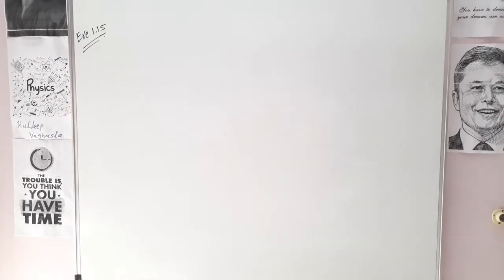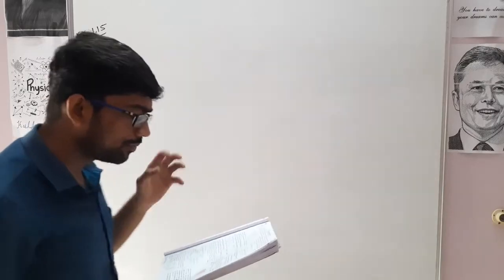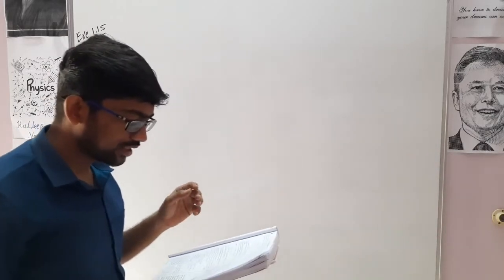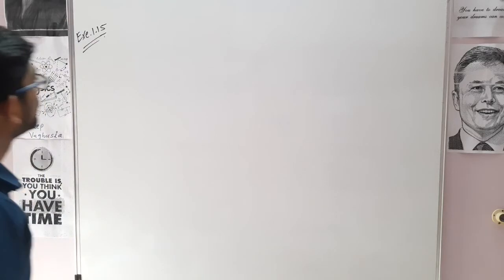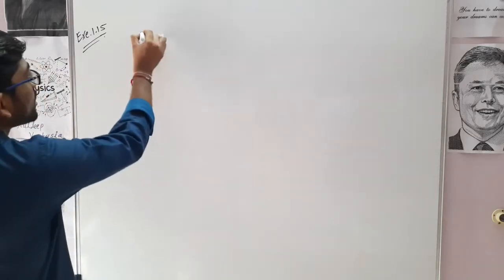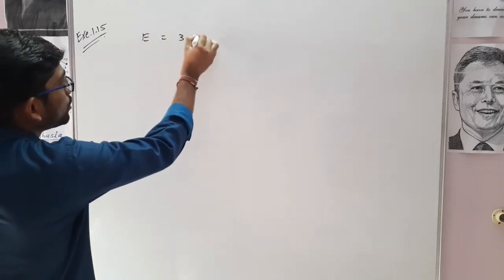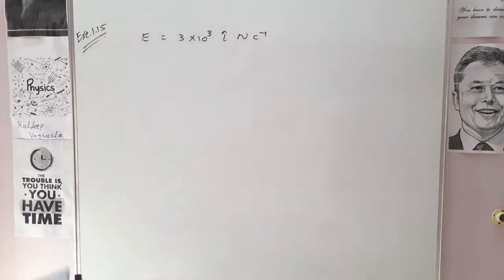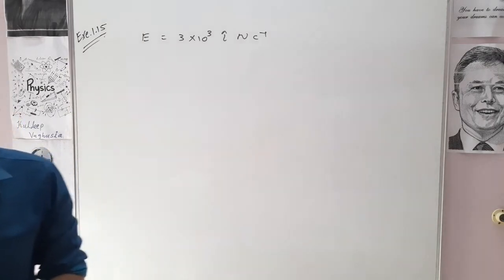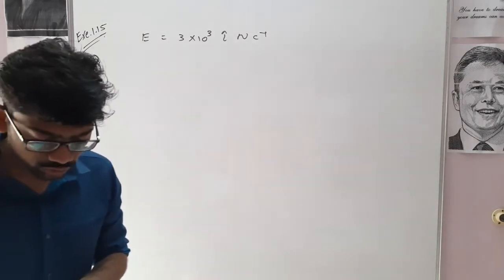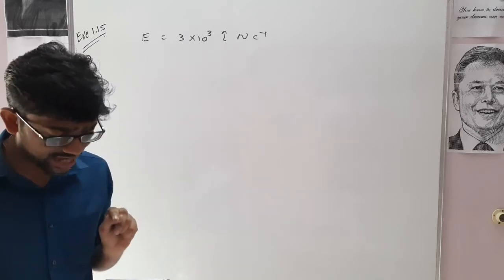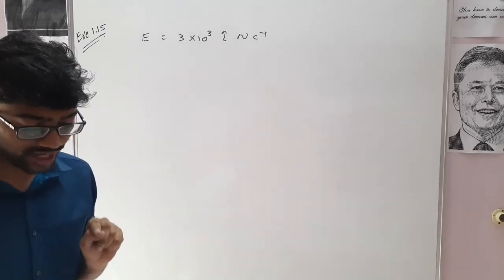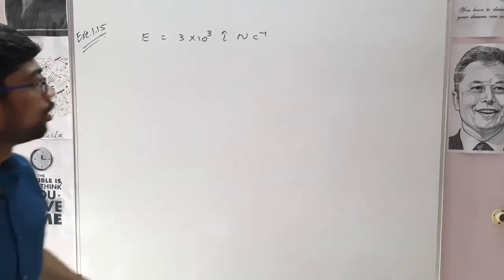Next question is exercise 1.15. Okay. So the question is: consider the uniform electric field 3 into 10 to the power 3 i cap. So the external electric field E is equal to 3 into 10 to the power 3 i cap Newton Coulomb inverse. What is the flux of this electric field through a square of 10 centimeter on a side whose plane is parallel to the YZ plane?